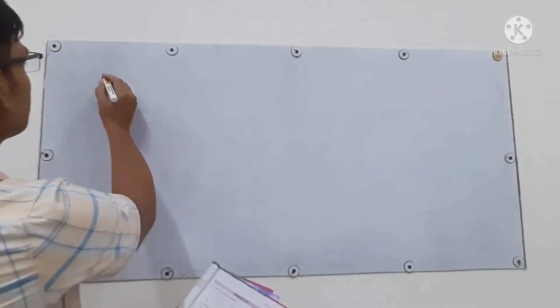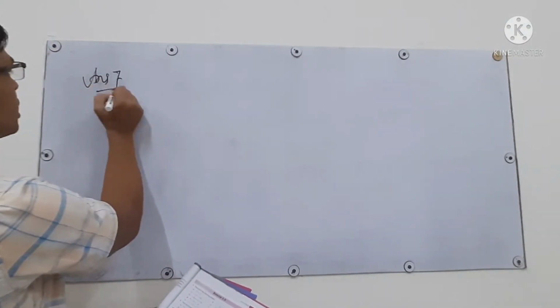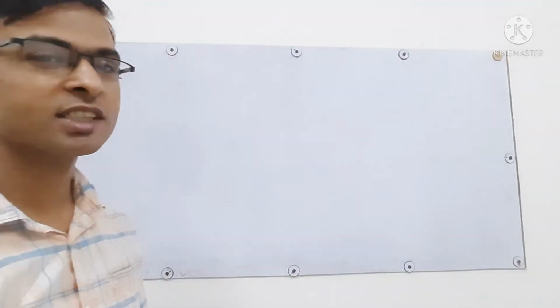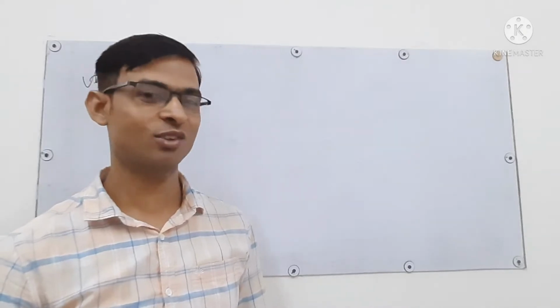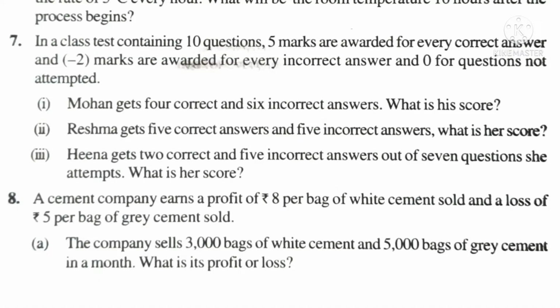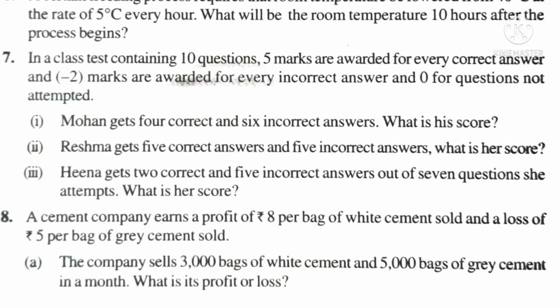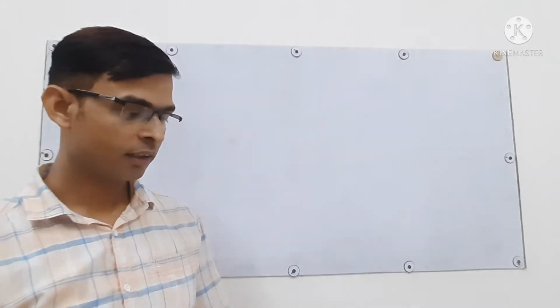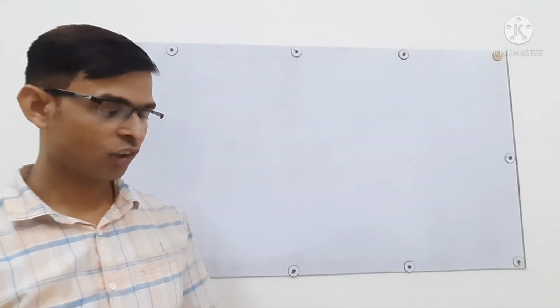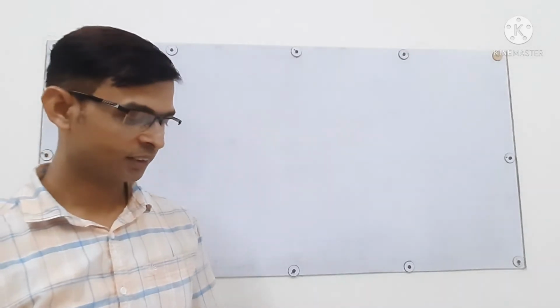What is question number 7? Question number 7 is just like a quiz program. I am reading it and you can see it on your screen also. In a class test containing 10 questions, 5 marks are awarded for every correct answer and -2 marks are awarded for every incorrect answer, and 0 for questions not attempted.